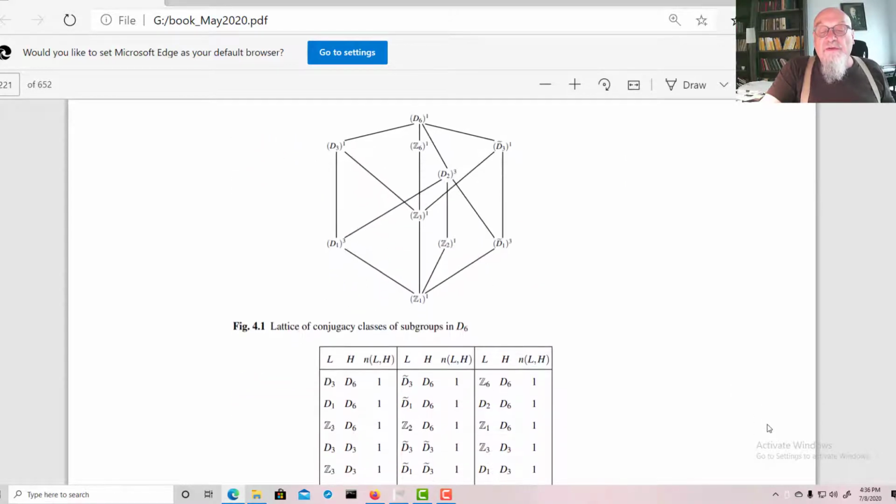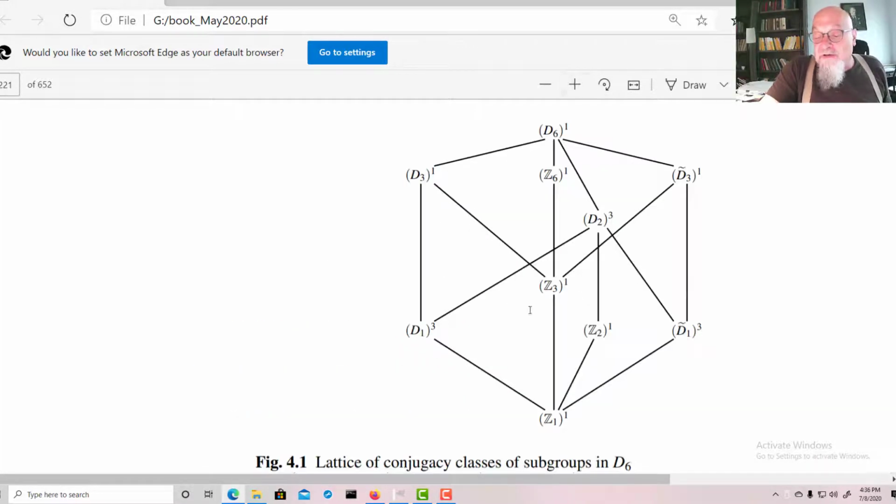So, for example, for D6, you can see that we have more subgroups, and here that's the lattice of the conjugacy classes in D6. Let me show you a bigger picture. So you can see here we have 1, 2, 3, 4, 5, 6, 7, 8, 9, 10 conjugacy classes. And of course, notice that there is D3 and D3 tilde, there is D1, D1 tilde, as I mentioned, and then of course there is D2. Those are the subgroups that will play a role.